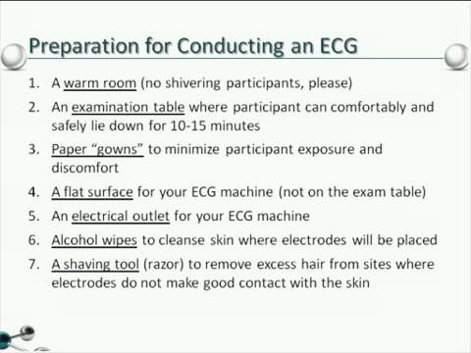We ask that you make sure the room is nice and warm. You have an examination table where the participant can lie safely down for about 10 to 15 minutes. Also, after the ECG is read, allow the participant to get up gradually, because lying flat for that bit of time and then abruptly standing up may cause the person to be a little dizzy, unsteady, and you can have a fall.